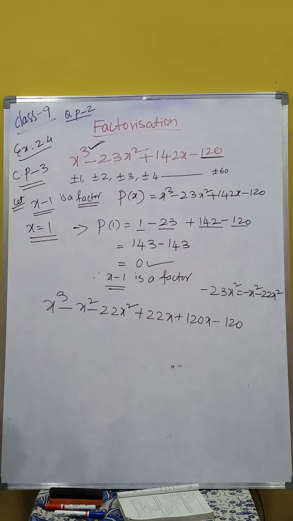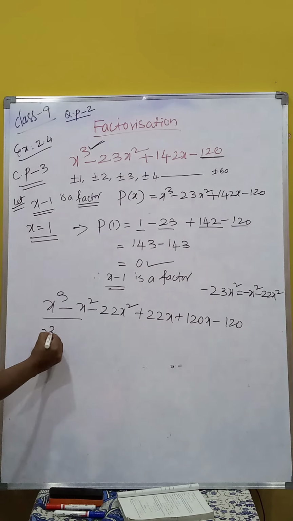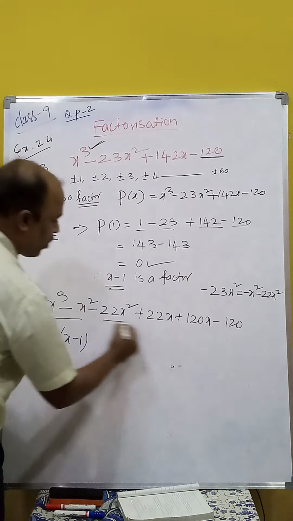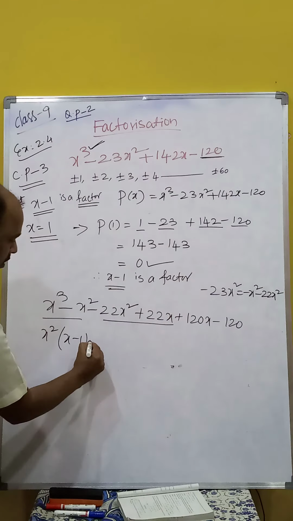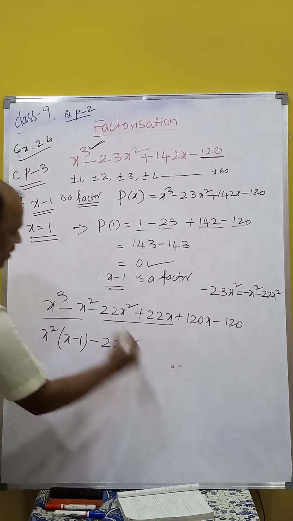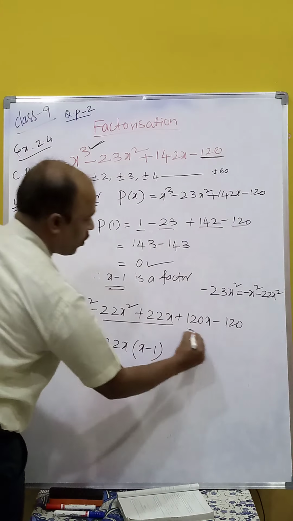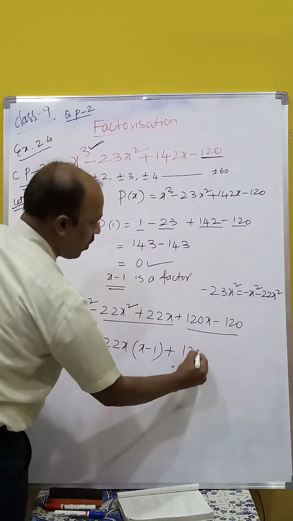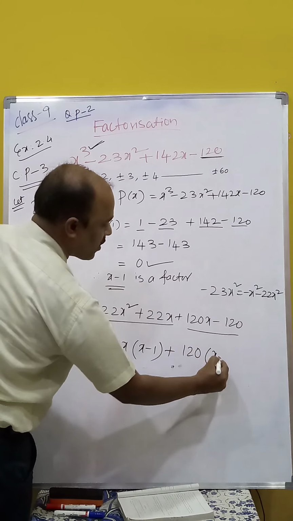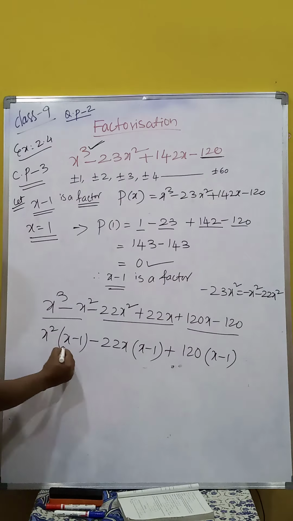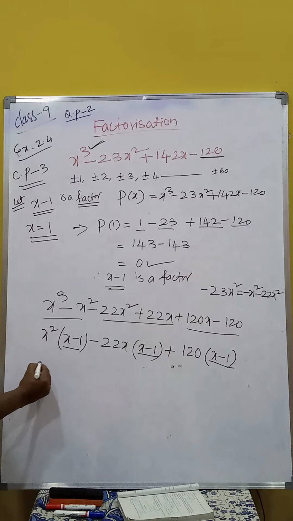Now observe children, from the first 2 terms, what is the common term? x square is the common. What is remaining? x minus 1. And second 2 terms, what is the common term in this? Minus 22x. What is remaining again here? x minus 1. Last 2 terms, in this 120 common, what is remaining? x minus 1. In all the terms, what is the common thing now? x minus 1. Right, completely take outside.